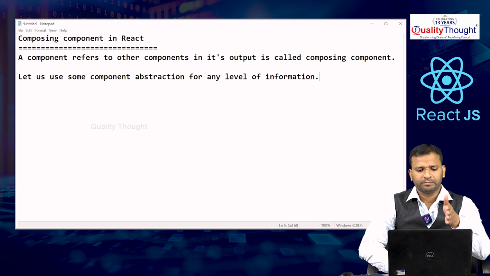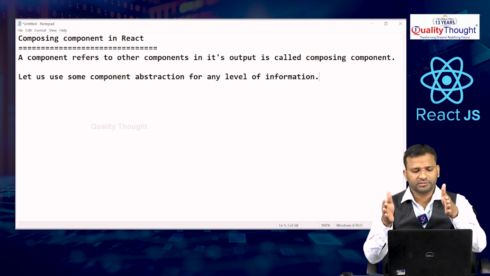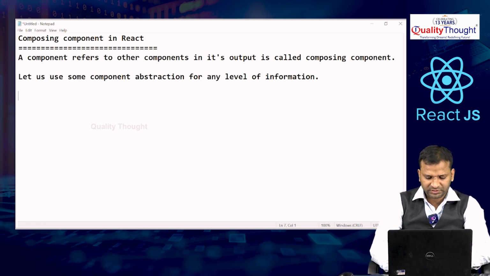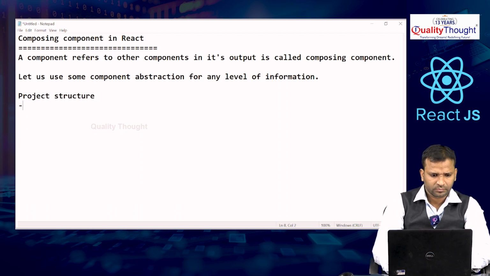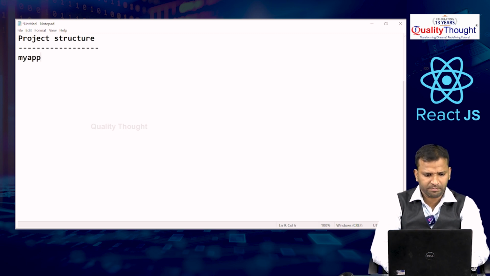In our project, we will create two components and we will try to call one component, and that component will call another component. Let me start with the project structure. This is my fifth project, my app5.